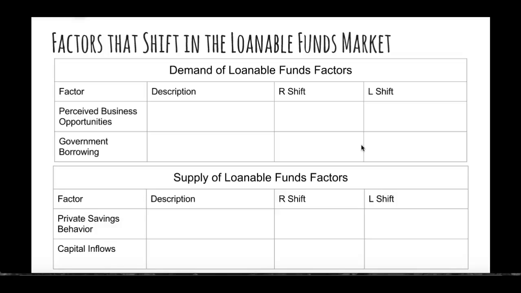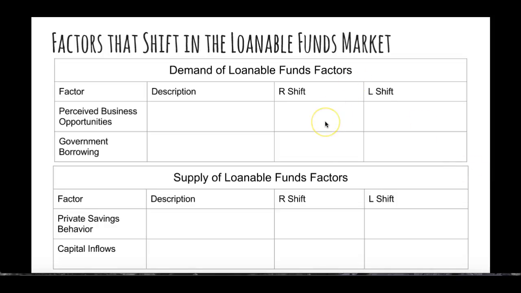The supply of loanable funds is changed only by private savings behavior as well as capital inflows. Take a moment, pause the video, go to your book, and you can find this in Module 29 on pages 280 and 281. Pause the video and see what you can figure out. You should have realized that perceived business opportunities is talking about the perception that business has about their rate of return in the future.